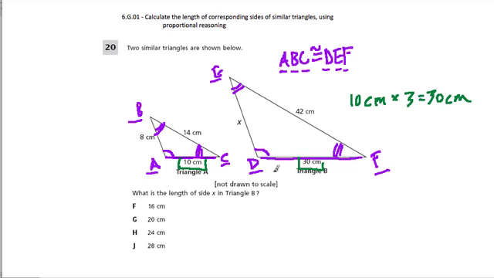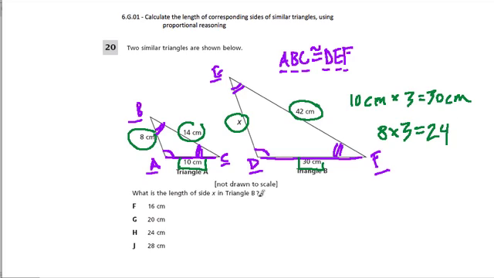Now, since they're similar shapes, 14 times 3 is also 42. Well, then 8 times 3 has to give us the unknown value. That's the idea of similar shapes. You take all of the lengths, all of the sides, the corresponding sides, and scale them up by the same multiple. So 8 times 3 is what? That's 24. So this side right here is 24 centimeters, and that's our answer.